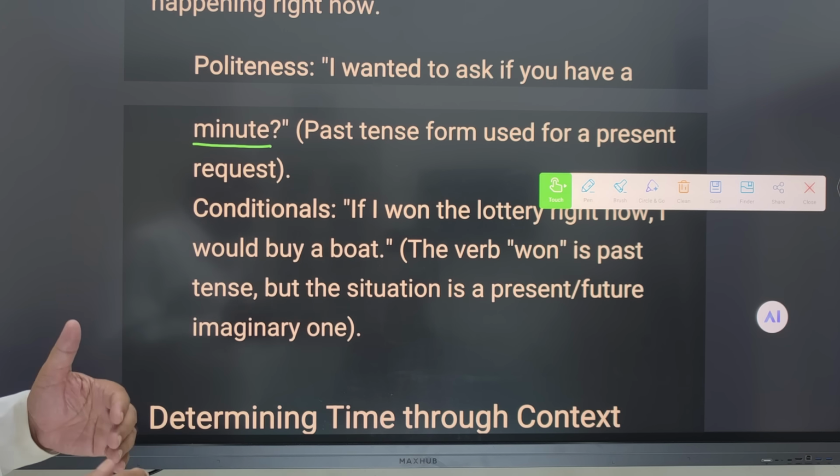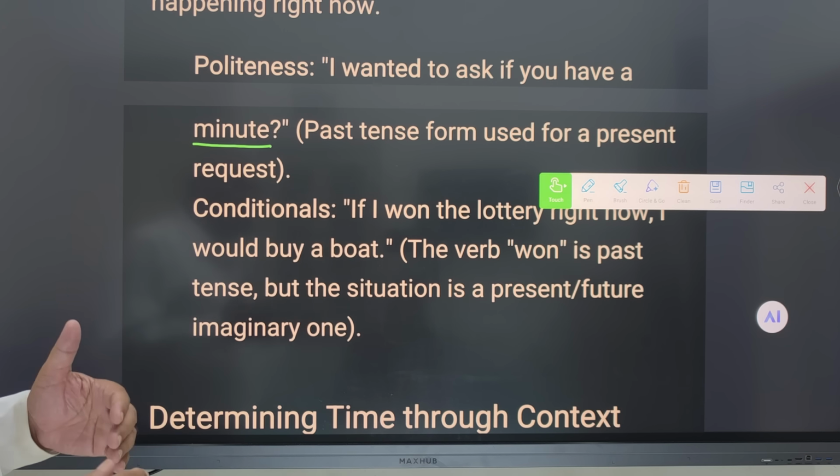Conditional: If I won the lottery right now, I would buy a boat. The verb won is past tense, but the situation is a present or future imaginary one. So you are using past tense for an imaginary situation in the present or future.